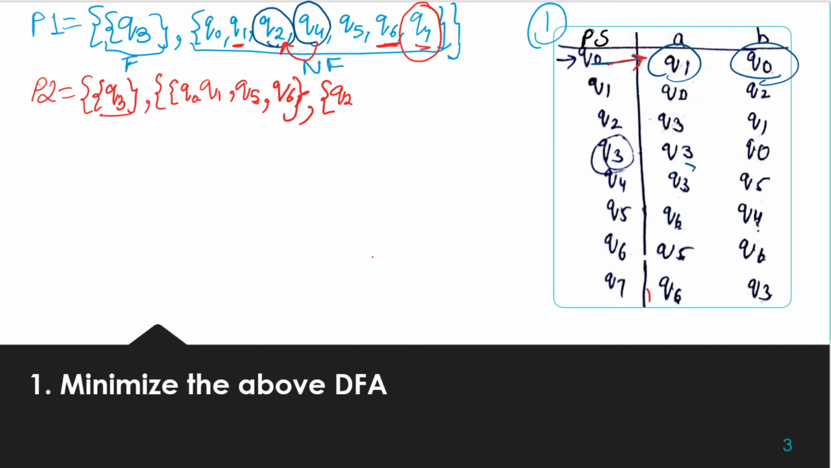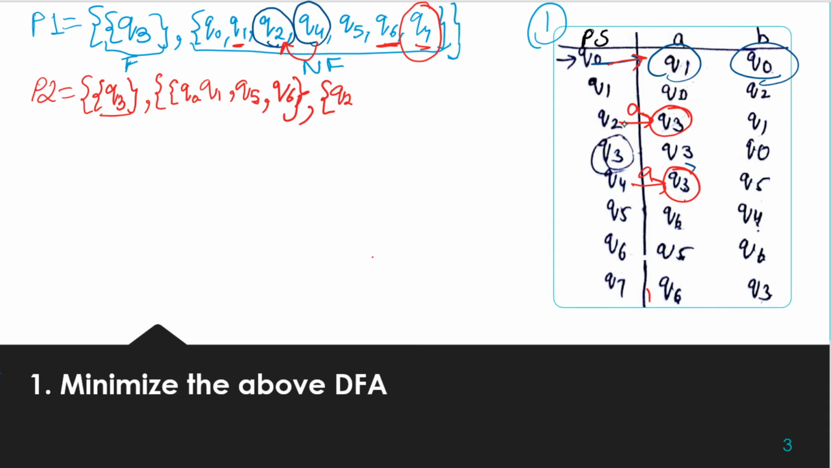Let's start the same process, and this time we are doing it in a somewhat quick manner, because it will take a lot of time if we start writing for every state. So from Q2 for input symbol A we are moving to state Q3, and from Q4 for input symbol A we are moving to state Q3. As we are getting Q3 at both ends for input symbol A, we can say that Q2 and Q4 are compatible for input symbol A.